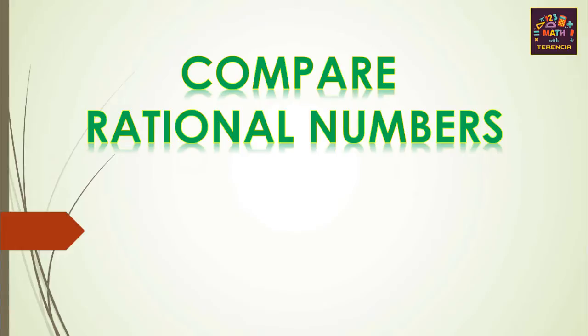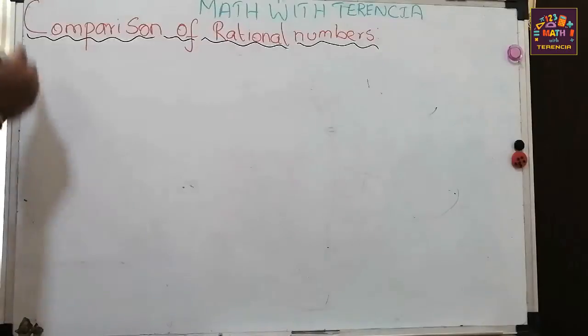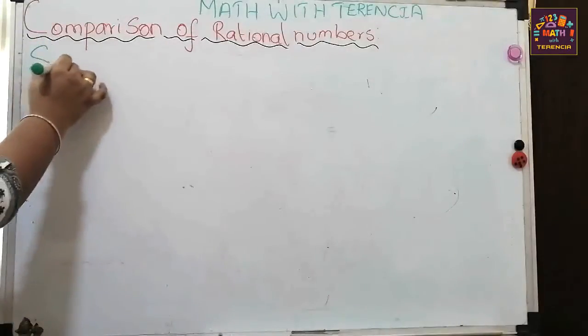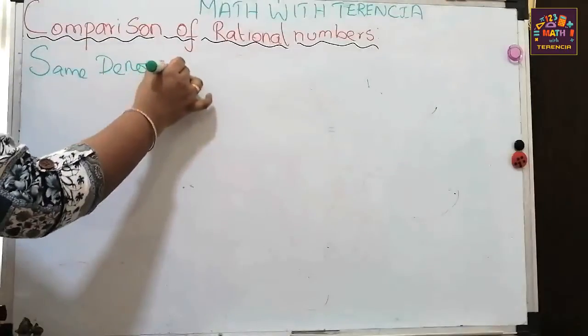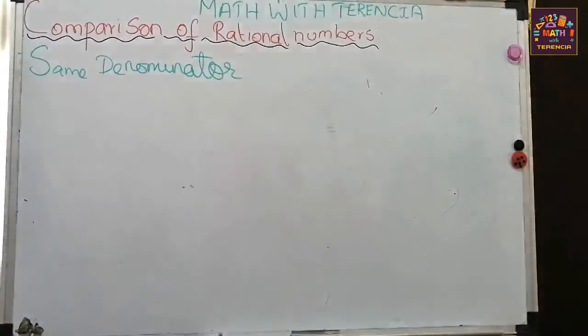Now let's move on to the topic, compare rational numbers. So now we are going to do comparison of rational numbers. How to compare two rational numbers? We can get two different types of rational numbers, like fractions and unlike fractions. We can have rational numbers with the same denominator or with a different denominator. So when we go with the same denominator, let me check.